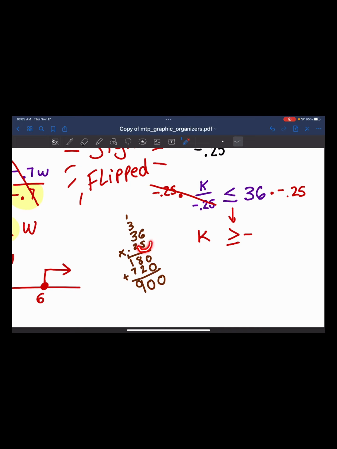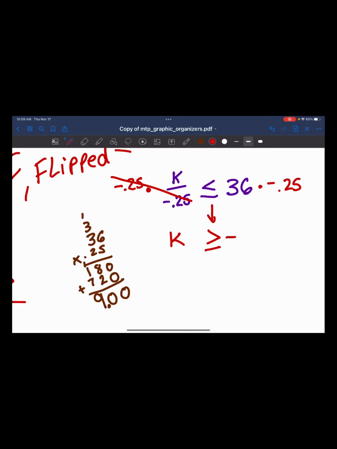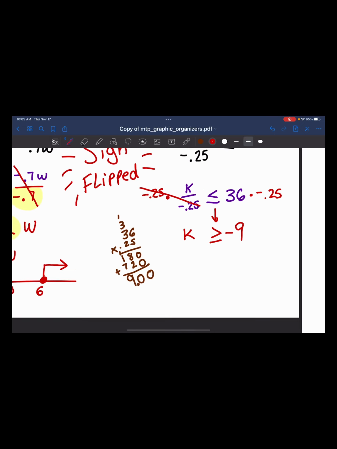How many decimal places did we mess with? 2 places, so which means we go 2 places here. So my answer is not 900. My answer is 9. So I'm going to go back over to my actual problem. I said it was going to be negative. It's going to be negative 9. Now we can graph it.